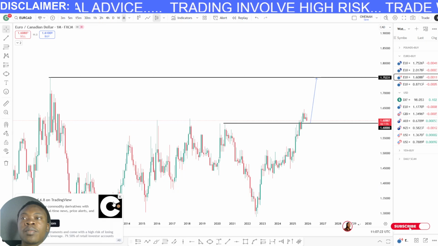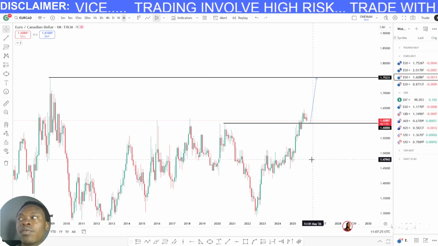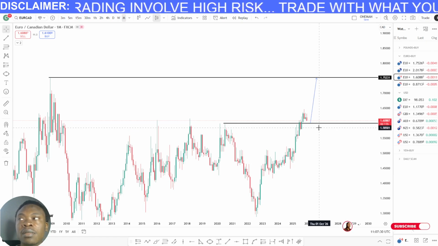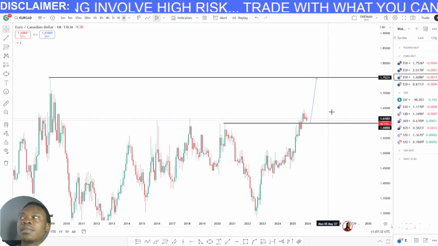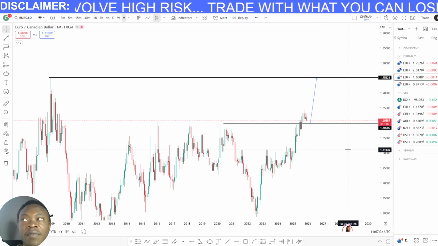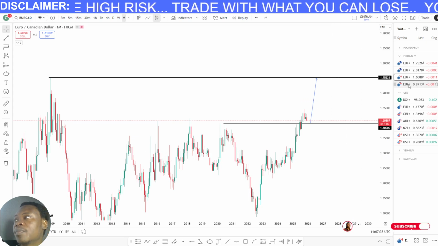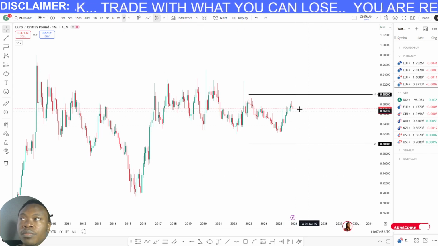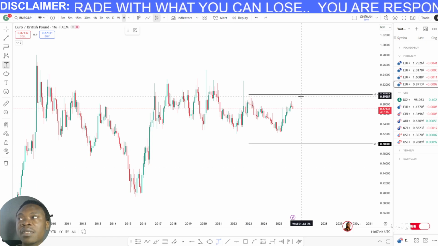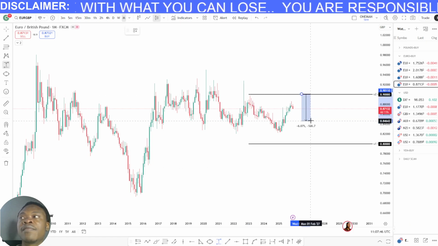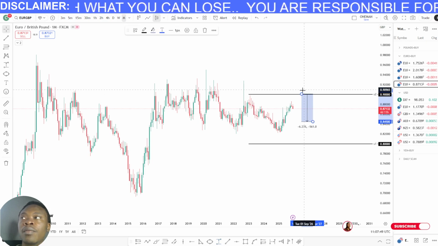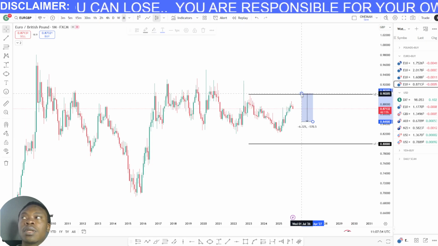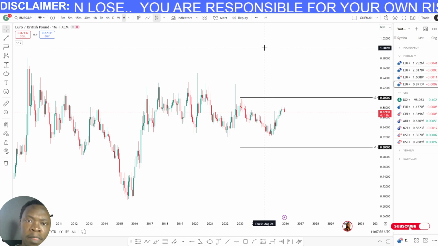EURCAD yearly support at the price of 1.6, and target at 1.75, which is also 1,500 pips difference. And Euro GBP also having a drop of almost 500 pips from around the resistance of 8.9 to 9.0. So that is it.